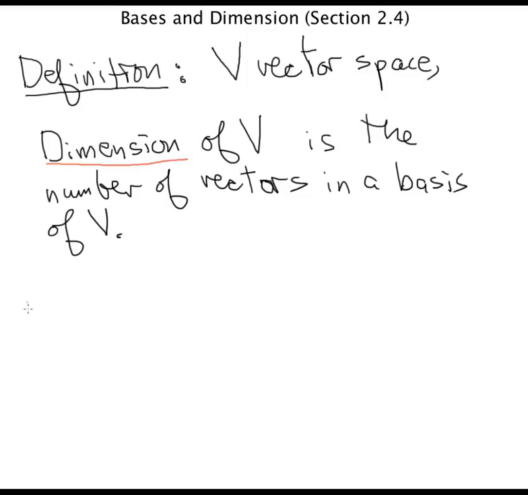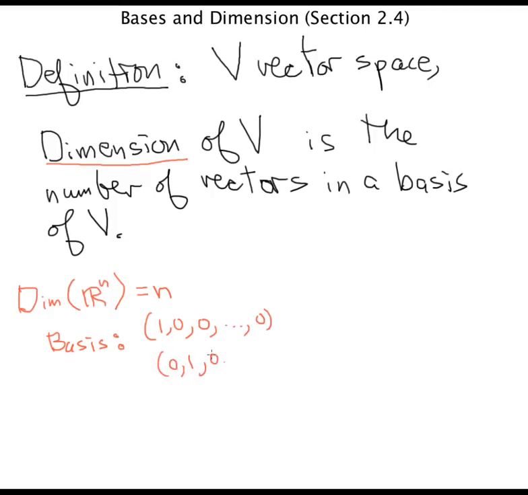So the dimension of Rn, of course, is n, because a basis of Rn is the following vectors: 1, 0, 0; 0, 1, 0; and so on down to 0, 0, 1. I claim this is a basis of Rn. Well, are they linearly independent? Yes, because if you make a matrix out of them, you get the identity matrix. And the determinant of the identity matrix of size n is equal to 1, which of course is non-zero. So they are linearly independent.